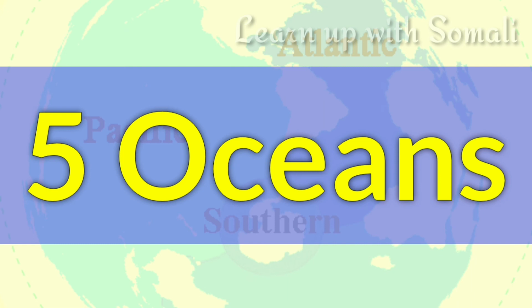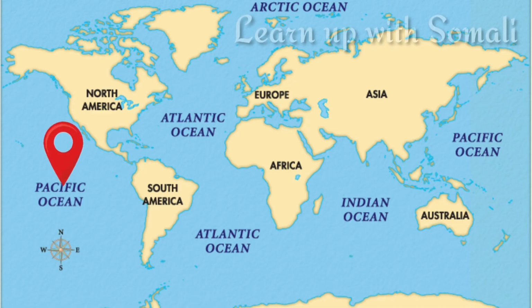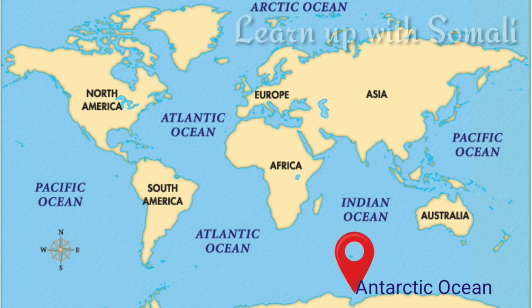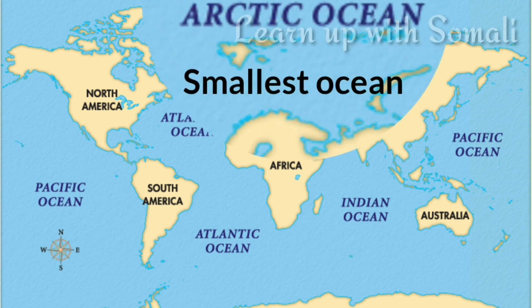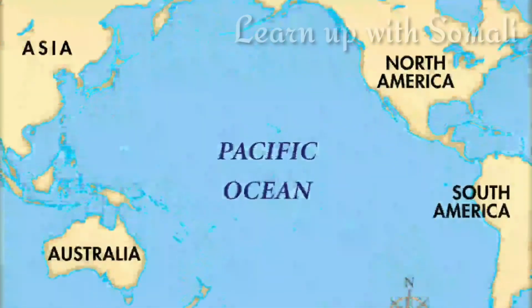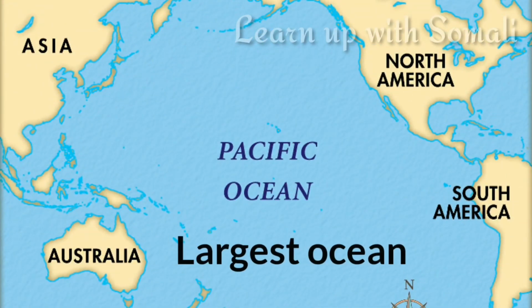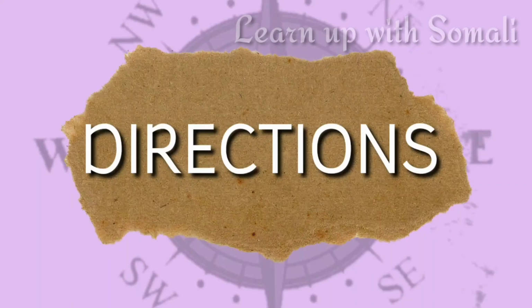There are 5 major oceans on the Earth. They are the Pacific Ocean, the Atlantic Ocean, the Indian Ocean, the Arctic Ocean, and the Antarctic Ocean. The Arctic Ocean is the smallest ocean in the world, and the Pacific Ocean is the largest ocean in the world. Now let's conclude our chapter by knowing more about directions.